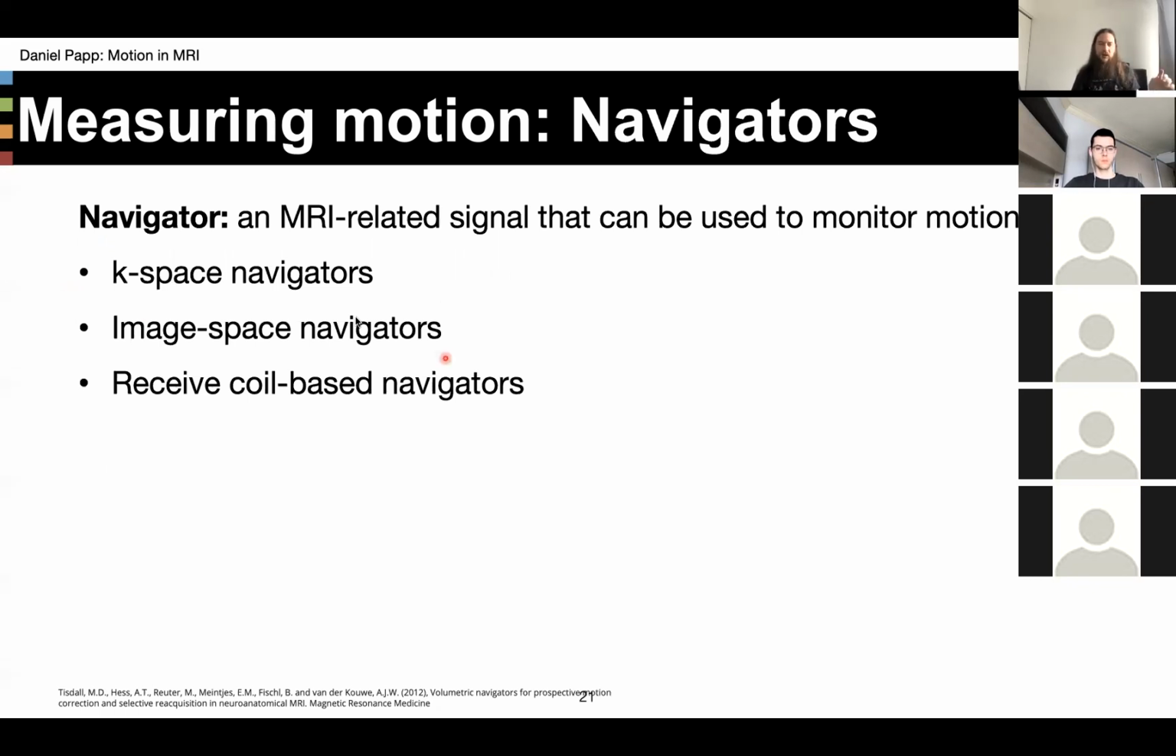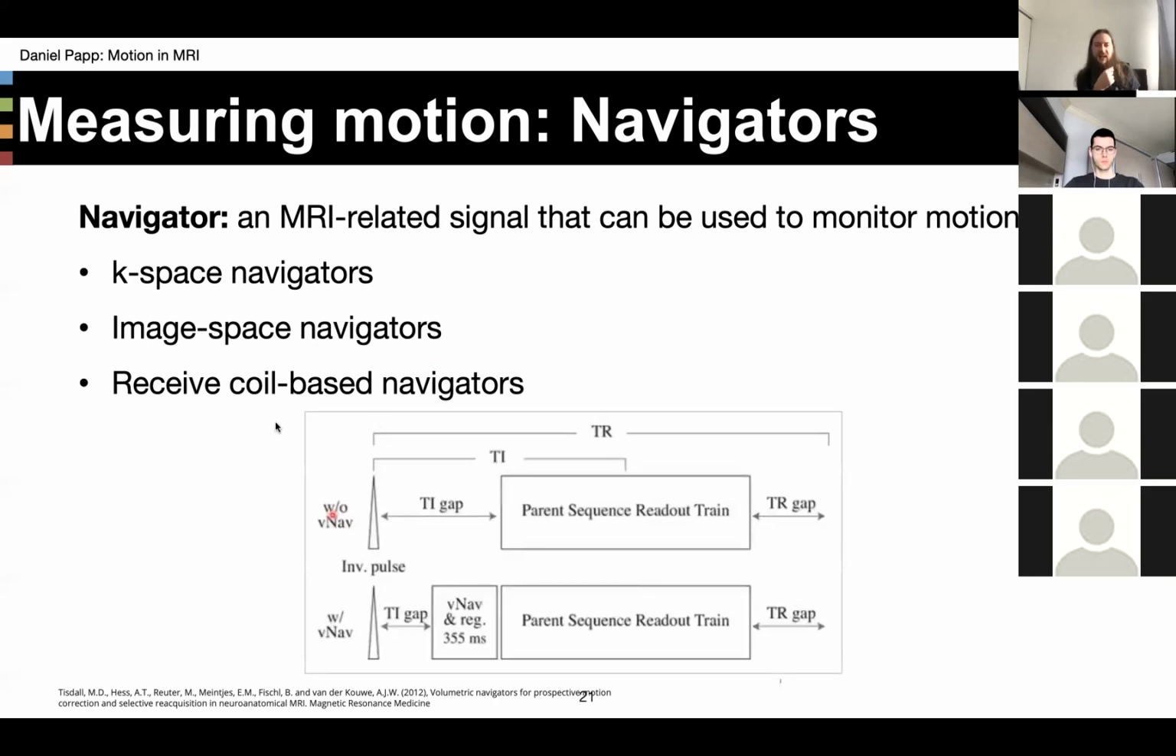The way they work is you need a sequence that has some kind of dead time. Dead time is where we're not encoding or reading out. For example, this is an inversion recovery, so we have our inversion pulse, and then we wait for the inversion to go its thing, and then we read out. While we're waiting, we're not doing anything with the sequence. We might as well chuck in something to tell us what the motion state is. And that's a navigator.